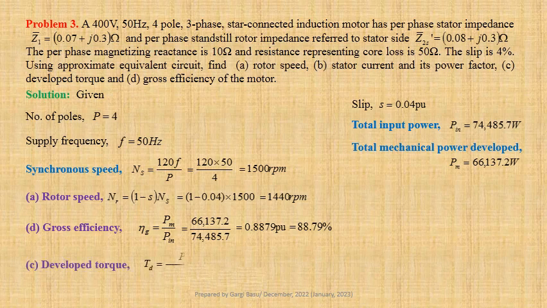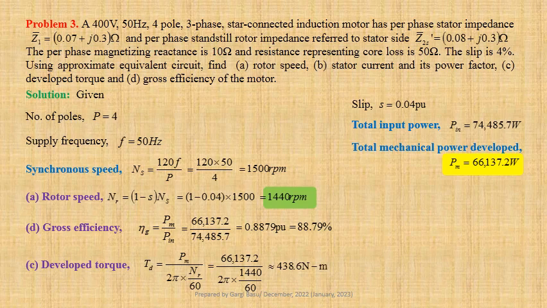Td equals Pm divided by 2 pi into Nr by 60. Using values we get 66,137.2 divided by 2 pi into 1440 by 60, which is approximately equal to 438.6 Newton meter.